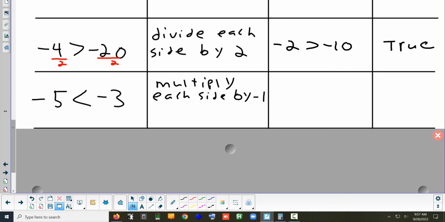-5 is less than -3. Yeah, that's true. Okay, so we're starting with something that's true. And let's multiply each side by -1.